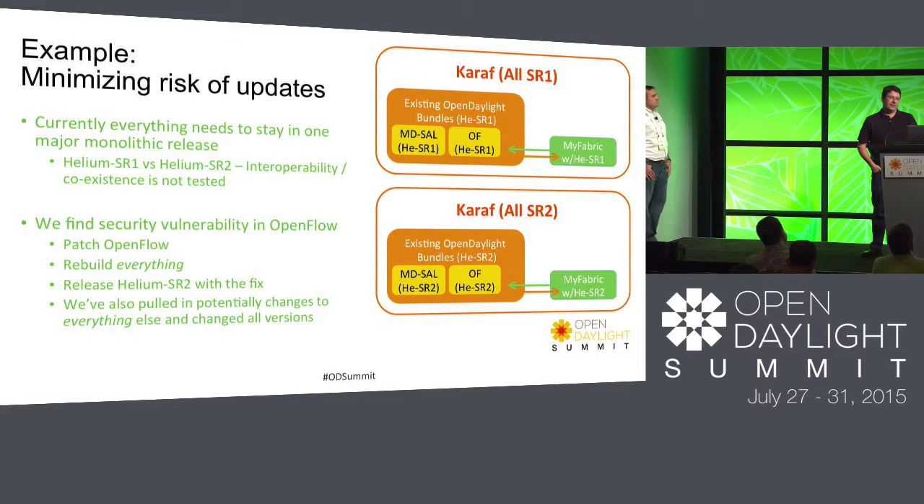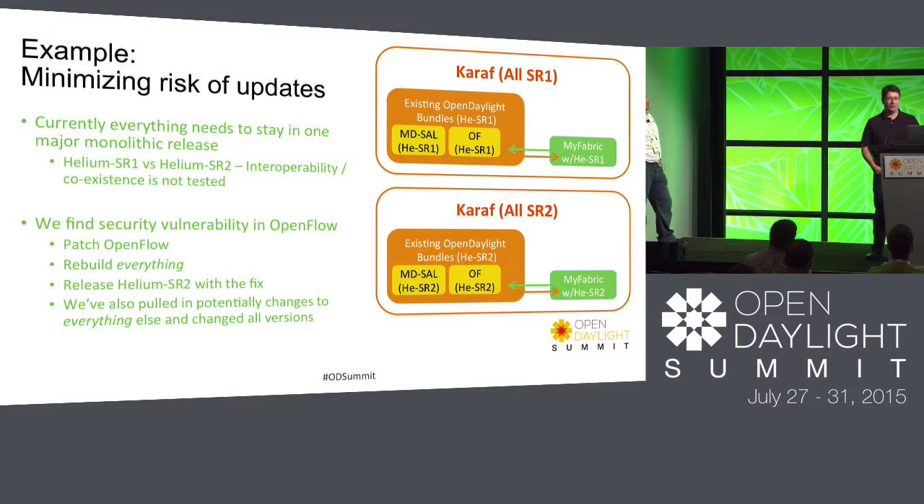Another really good example is minimizing risks of updates. Right now, everything is one giant monolithic release, and everything needs to stay in that one giant monolithic release because of how our release processes work. The result is that if we find a vulnerability in OpenFlow, we patch OpenFlow, and we can't just ship OpenFlow. We have to rebuild every single project in all of OpenDaylight, and then put that together, including the patched OpenFlow and all the other patches that happen to have been made to other projects, and test it all.